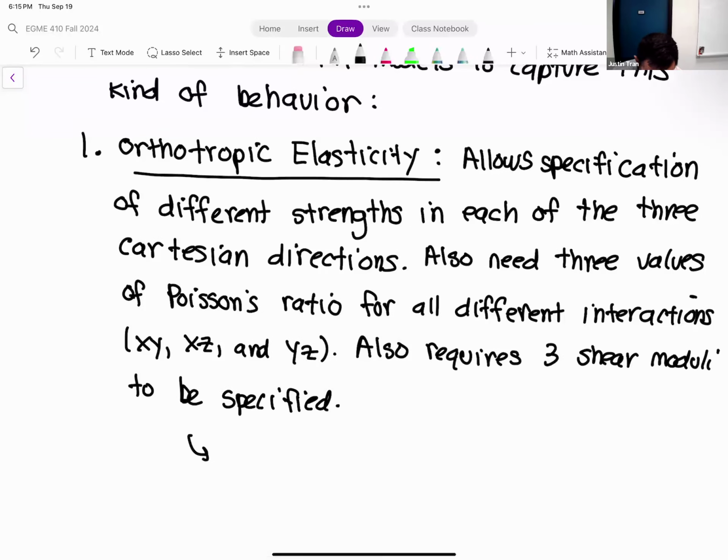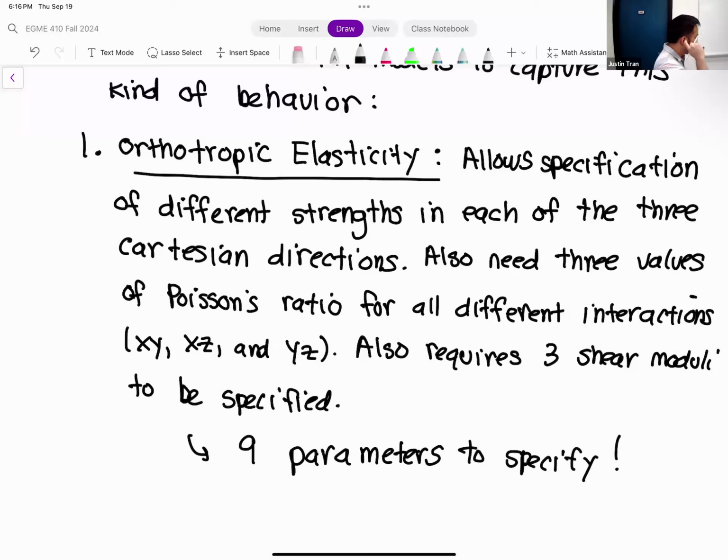And so in total, if you count this up, we have 3 Young's moduli, 3 Poisson's ratios, 3 shear moduli. That's 9 parameters that we have to specify in total for this material. So that's a lot more, right?